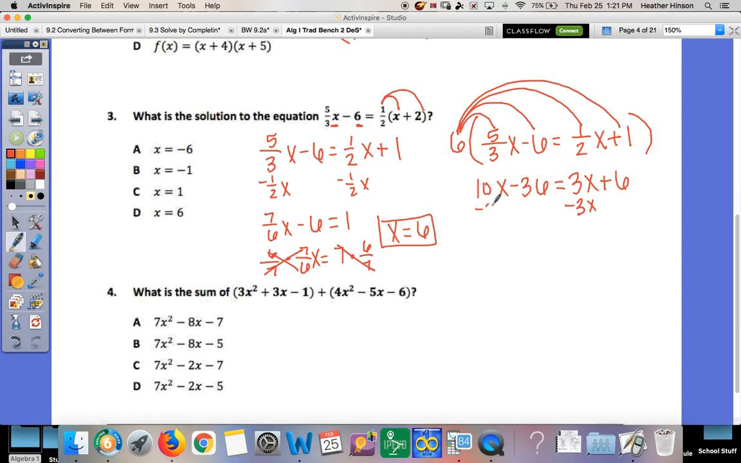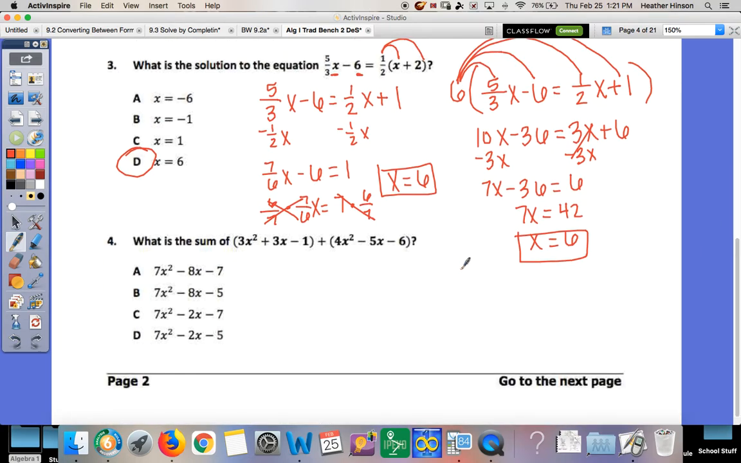Subtract your 3x over, and then add your 36 over, which is 42, and divide by 7, and x is still equal to 6. So regardless of how you decide to solve this problem, you're still going to get 6.